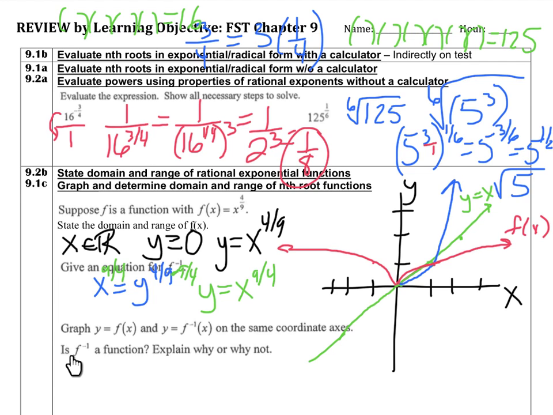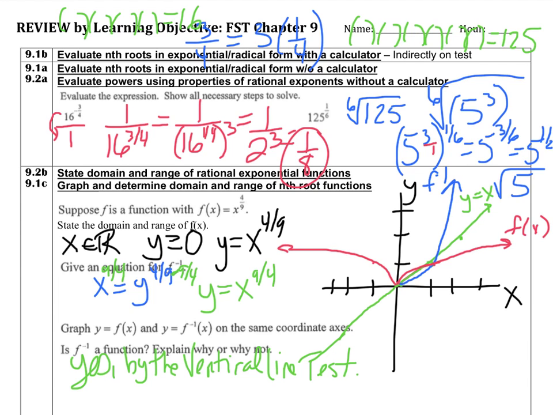So the last question is f of -1, and let me label that. That's our blue graph, or the inverse. Is that a function or not? If I were to do the vertical line test on the blue graph in this case, this would be a function. Therefore, we will say the inverse of this blue graph does pass the vertical line test and is a function.